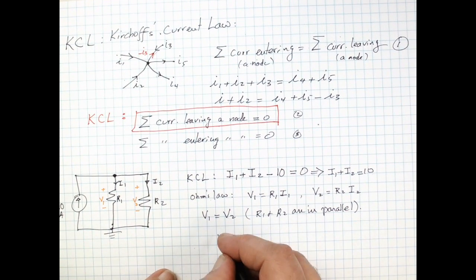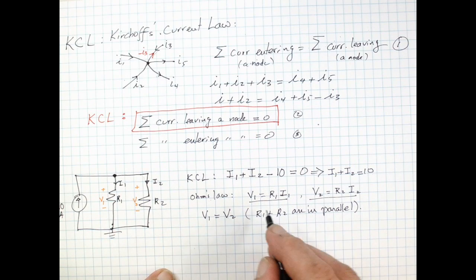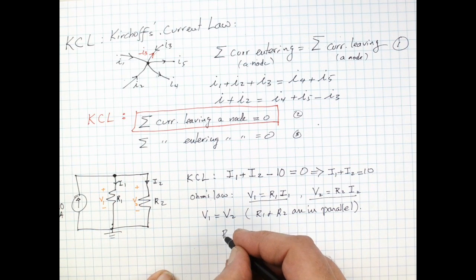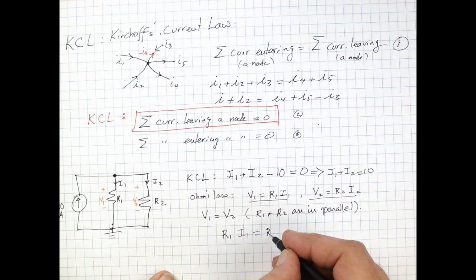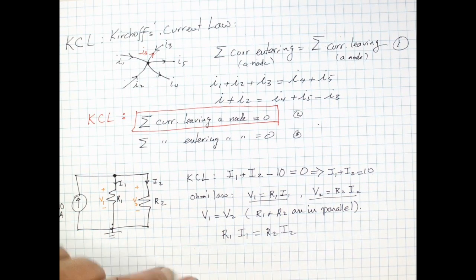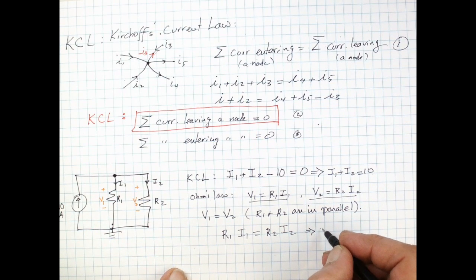So from here, setting these two equations equal to each other, we're going to have R1 I1 is equal to R2 I2. So there's a relationship between I2 and I1, and we can actually solve for one of them. I can actually solve for I2 in terms of R1.